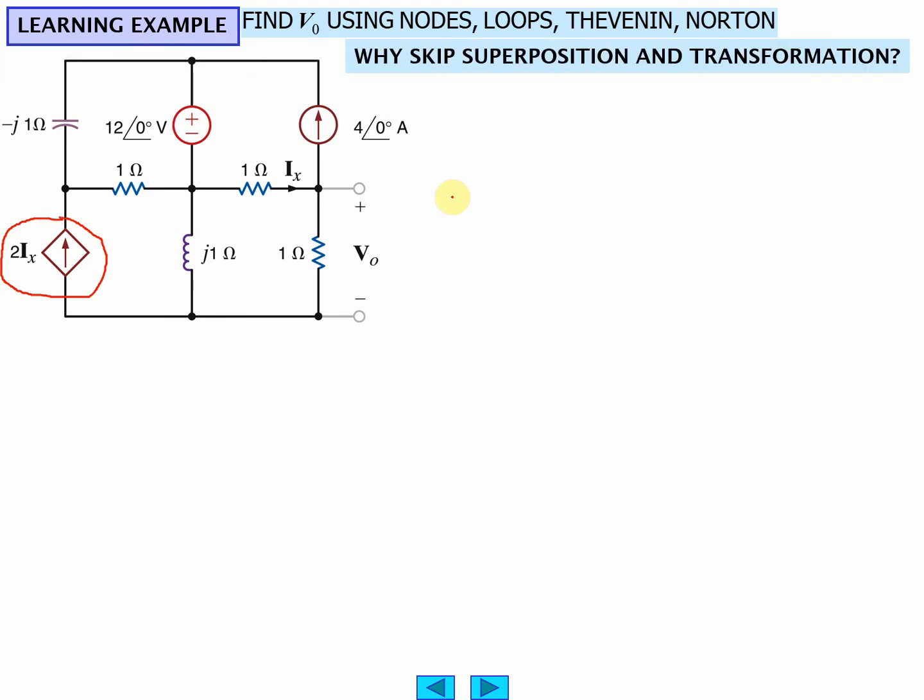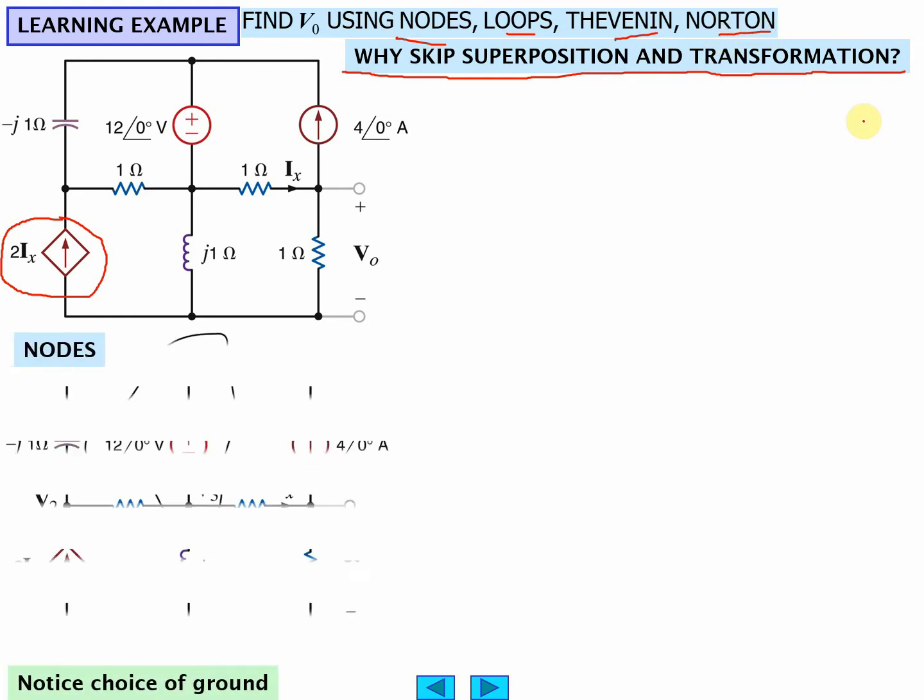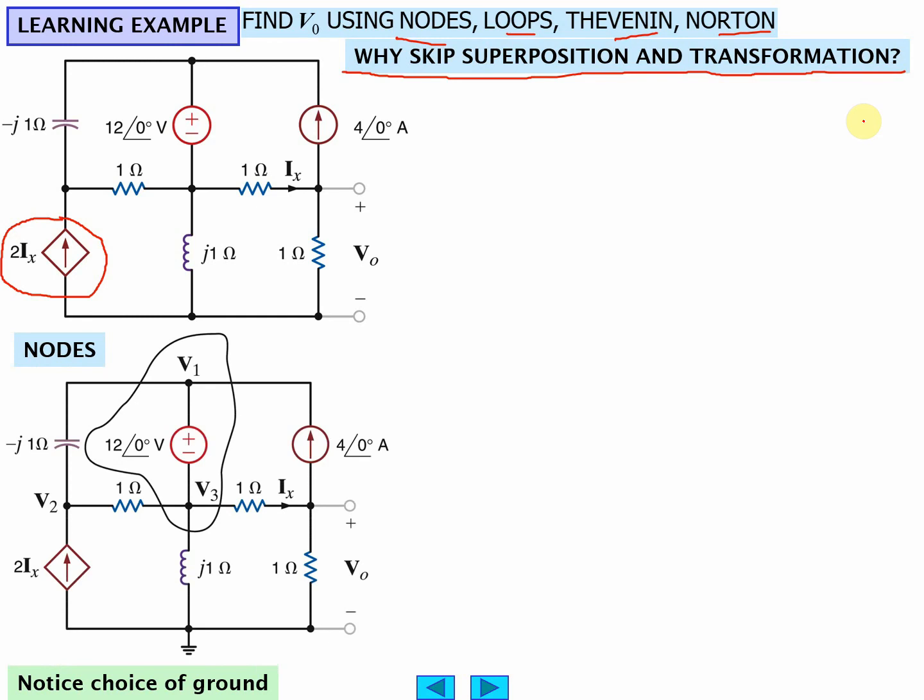So we can't use superposition because that only applies to linear circuits. This is nonlinear. This makes it nonlinear. So you've got to use nodes, loops, Thevenin, Norton's theorem, and the standard techniques that we know how to do.